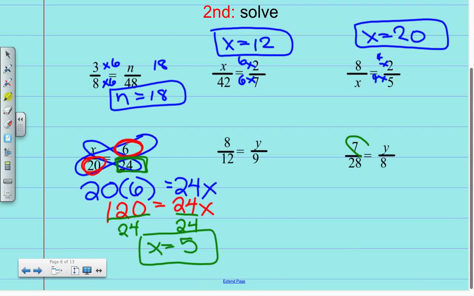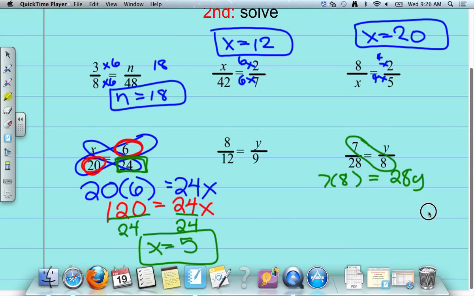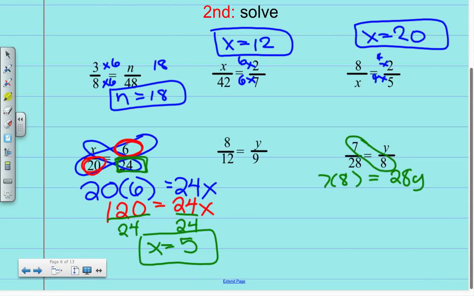So since I can't multiply by something, then I'm going to use my cross product. I'm going to say 7 times 8 is equal to 28y, 28 times y. I don't know what y is. Now I'm going to just simplify it down a little bit, and I get 56 is equal to 28y.